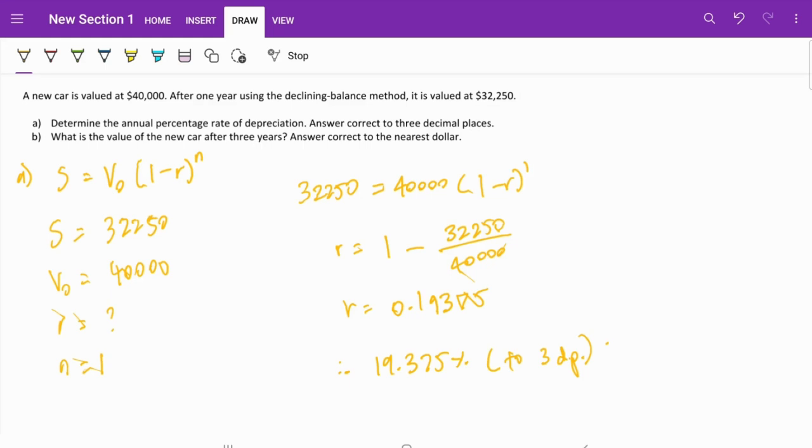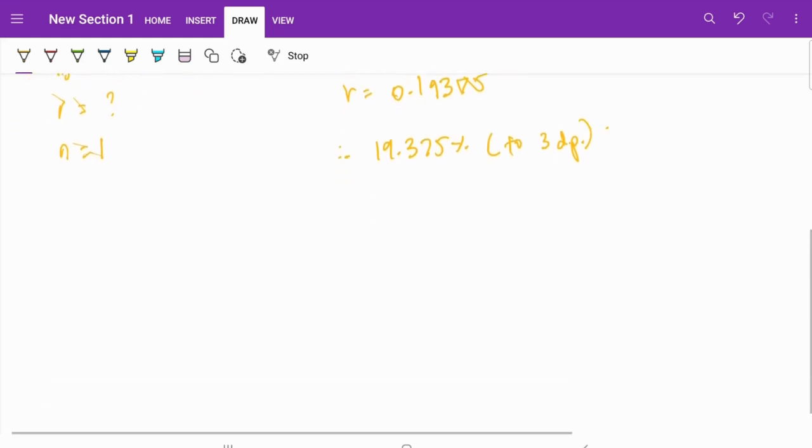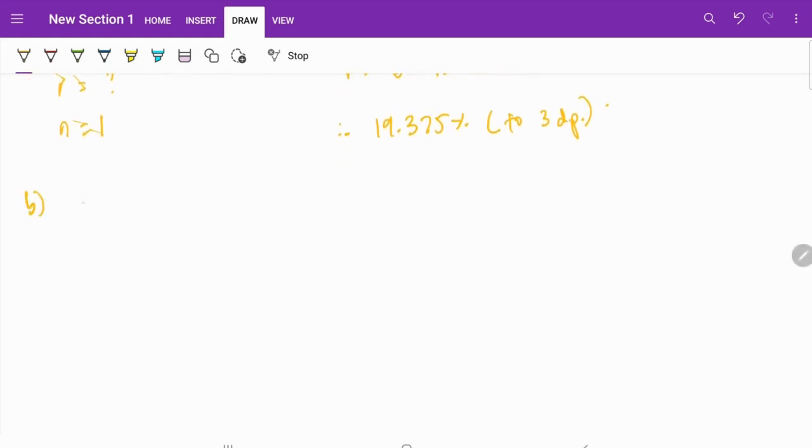And then our next question is asking, what is the value of the new car after 3 years? Answer correct to the nearest dollar. Now we want to go through year by year. So in year 2, we would get 32250 times the depreciation rate, which was 19.375%, and that gives us 6248.4375. So this amount is essentially how much it has depreciated in value in year 2.